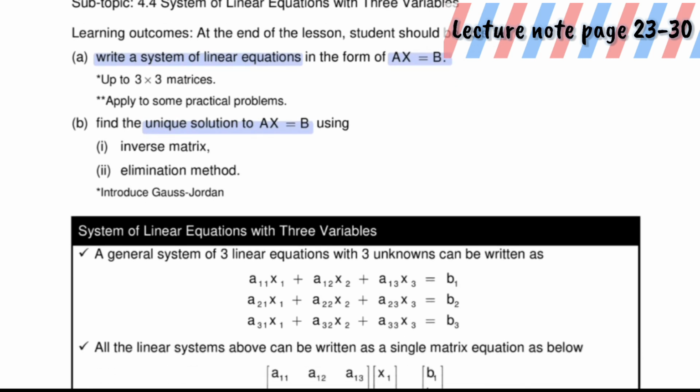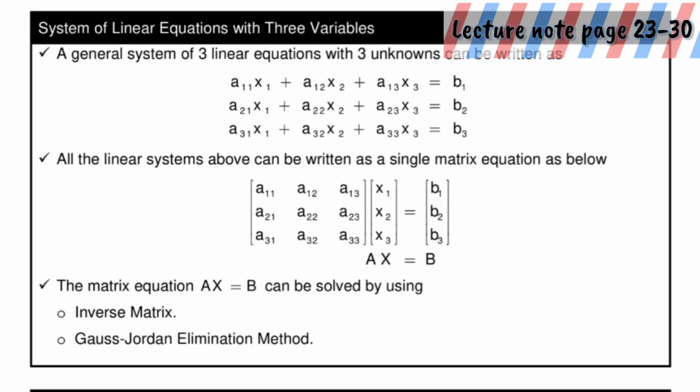I'll also introduce Gauss-Jordan method to you in this video. A general system of 3 linear equations with 3 unknowns can be written as below. You can see here. If you have 3 equations with 3 unknowns, we can write them neatly: 1 equation, 2 equations, 3 equations, and arrange the unknowns.